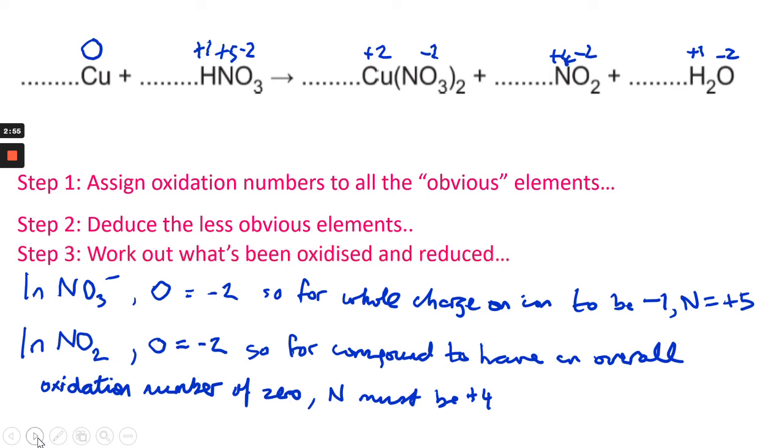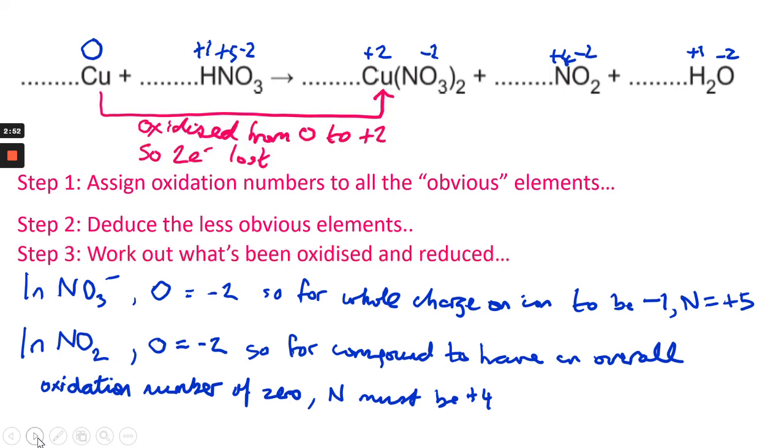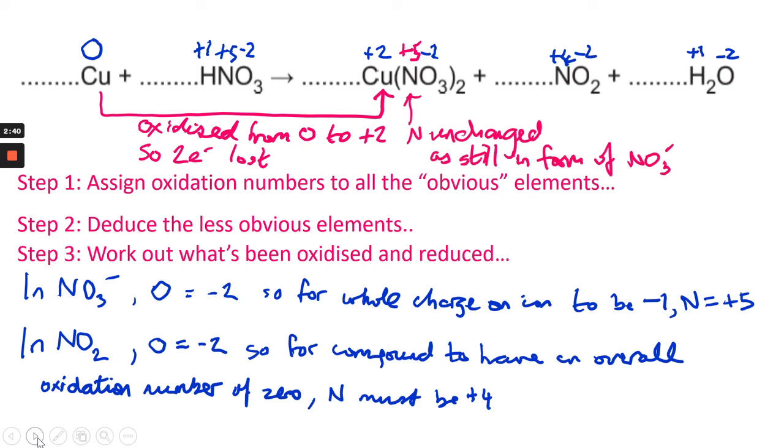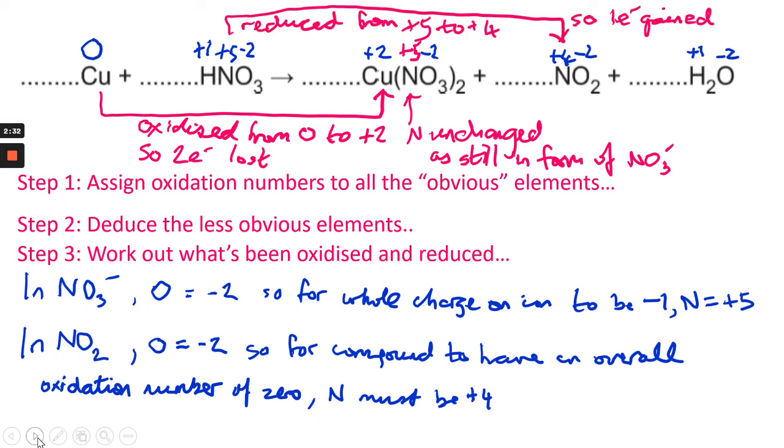So the next thing to do is to work out what's been oxidized and reduced. So the copper has been oxidized from 0 to +2, so 2 electrons have been lost. Now in copper nitrate, the nitrate ion stays the same as it was in HNO3. So that particular nitrogen atom is unchanged. So that can be also written as +5. So that can be left out of the oxidation reduction equation, in that you don't have to worry about redox taking place with that particular nitrogen. But the nitrogen in HNO3 has definitely been reduced from +5 to +4, as you can see, so 1 electron is gained.